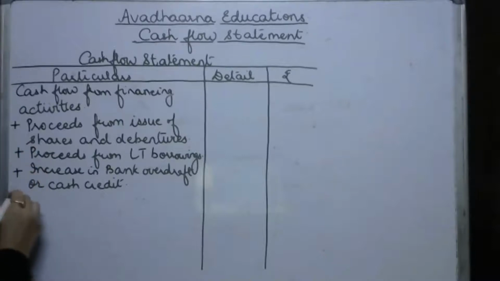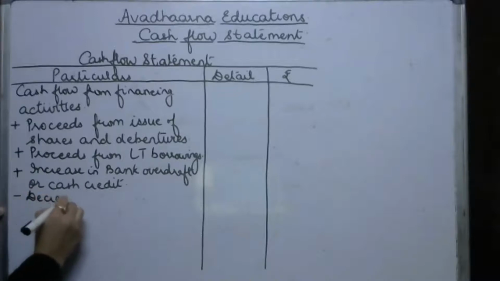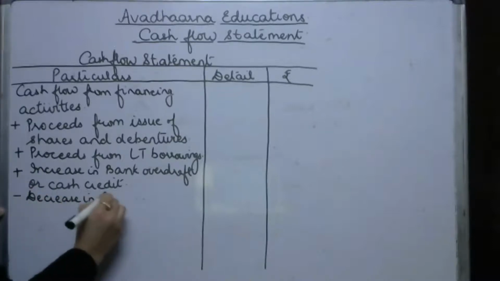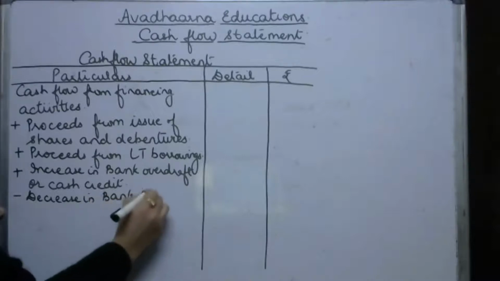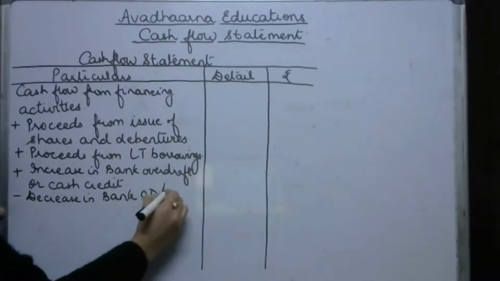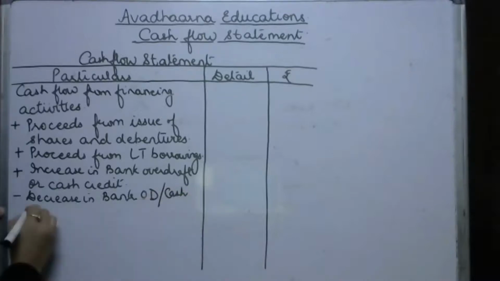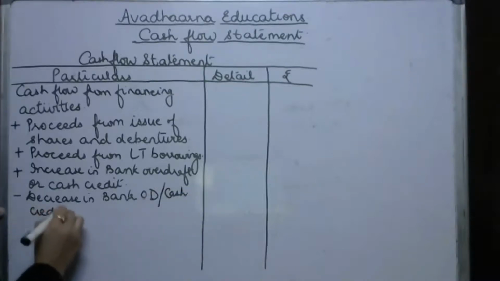Let me put a plus sign over here. Fine. But if it is a decrease in cash in the bank overdraft or cash credit, fine, that is going to result into cash outflow from financing activity. Now, these three are the main activities which is going to result into cash inflow from financing activity.